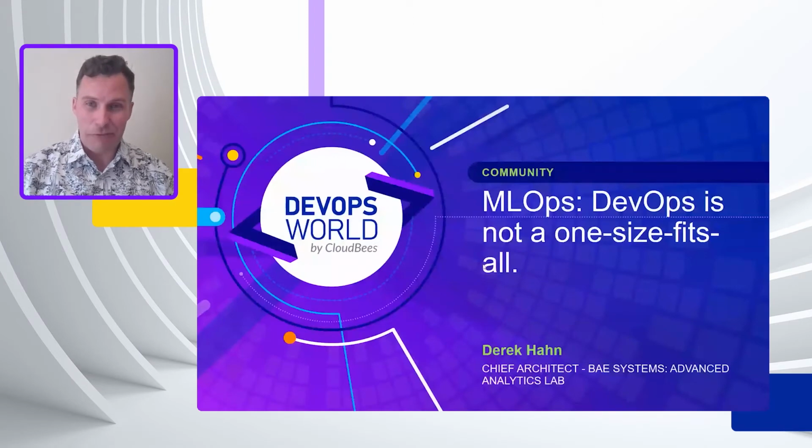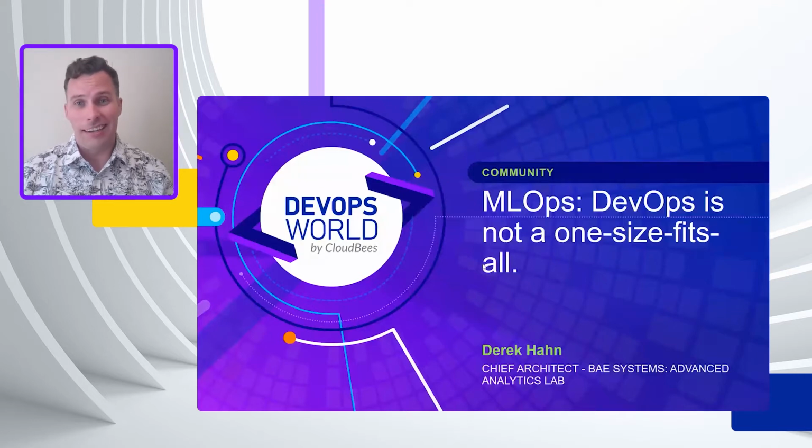Derek Hahn. I'm the Chief Architect of the Advanced Analytics Lab at BAE Systems, where we design, deploy, and develop automated solutions and robotic process automation that helps customers find optimizations and improved analytics at speed and scale.